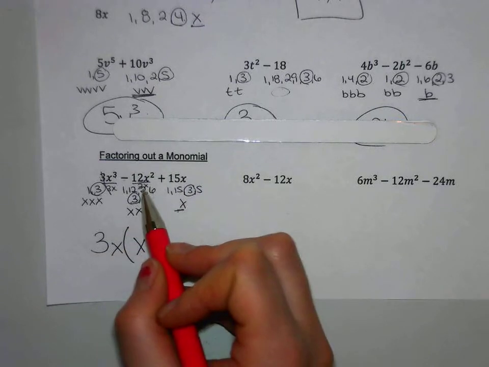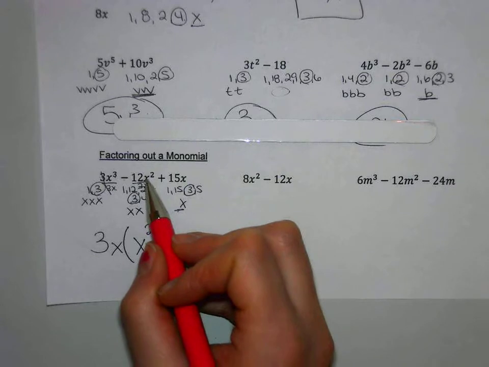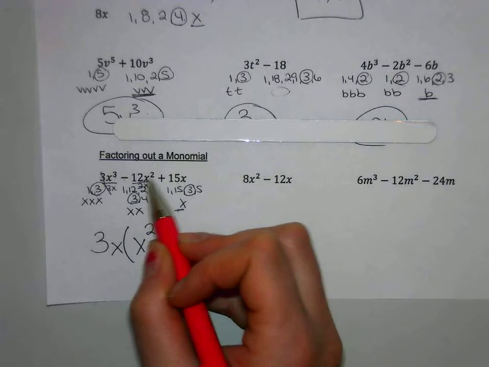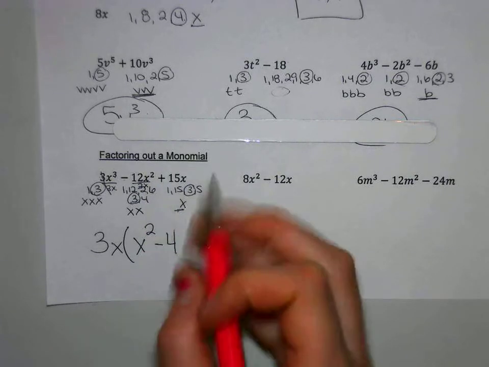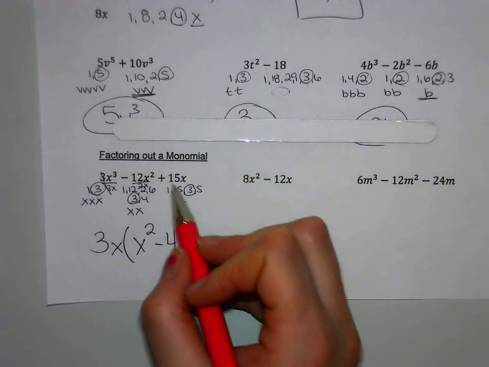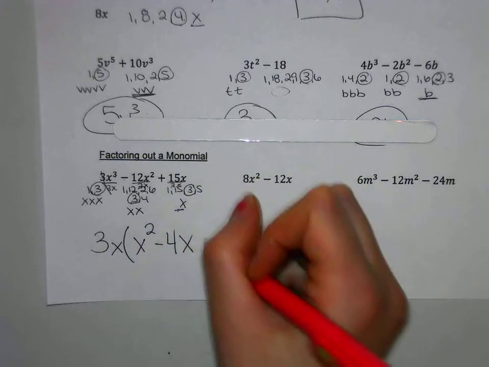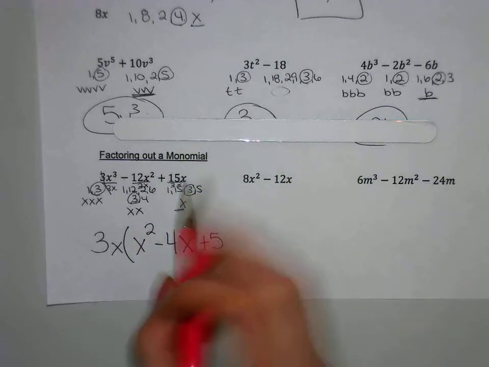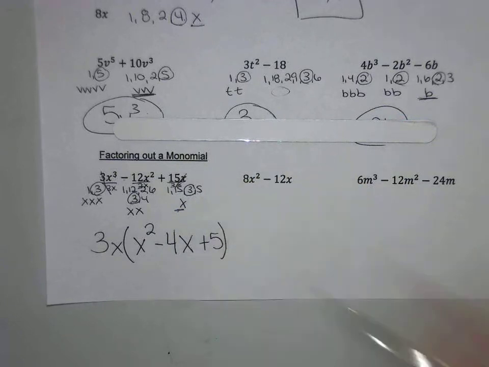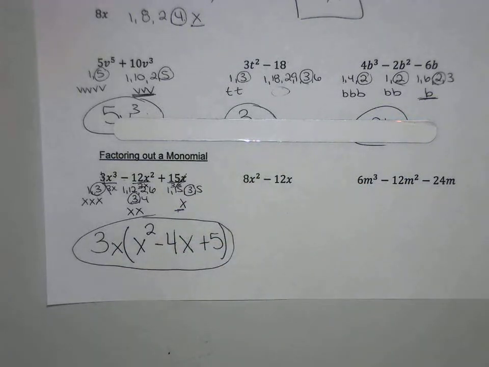Negative 12 divided by 3 is a negative 4. x squared divided by x, so that's like subtracting. So if we have 2 and we take away 1, we're left with 1. Here, we have 15 divided by 3x. 15 divided by 3 is a positive 5. x divided by x, those just cancel each other out. And we're left with this in factored form by factoring out a monomial.